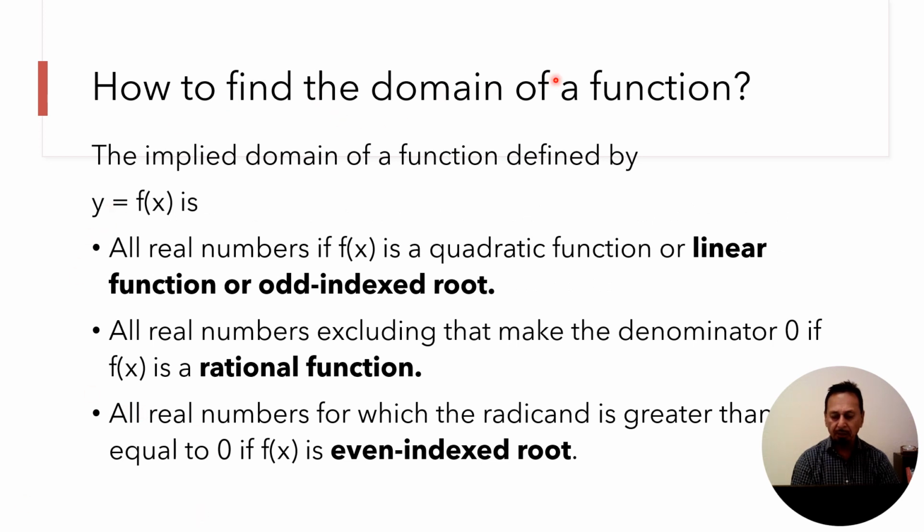How to find the domain of a function? The implied domain of a function defined by y equals f of x is: Number 1, all real numbers if f of x is a quadratic function or a linear function or an odd indexed root. Number 2, all real numbers except those that make the denominator 0 if f of x is a rational function. Number 3, all real numbers for which the radicand is greater than or equal to 0 if f of x is an even indexed root.